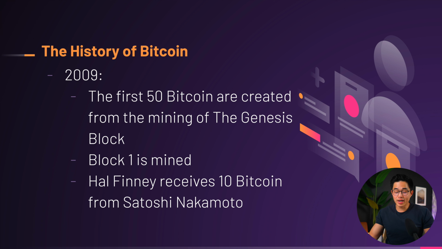Then in 2009, the first 50 Bitcoin were created from the mining of the first block, called the Genesis block. The first transaction was also made with Hal Finney receiving 10 Bitcoin from Satoshi Nakamoto. Hal Finney, among other computer scientists, were said to be the early contributors and users of Bitcoin, but all have denied being the Satoshi Nakamoto.